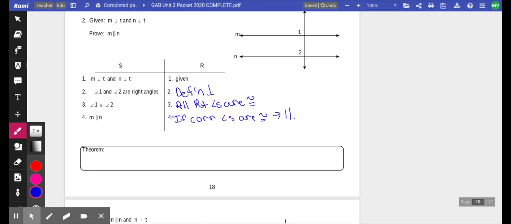Now, the good news is we can summarize that and make up a new theorem. And our new theorem, which we're not really making up, we just kind of proved it there, is that if two lines are perpendicular to the same line, they are parallel.